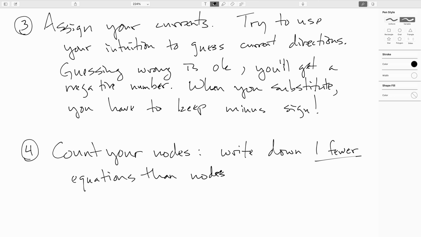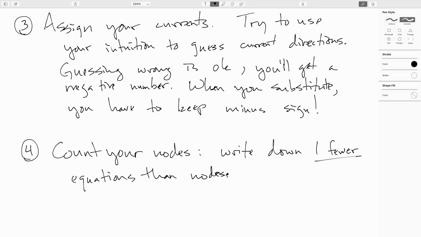Now, the reason for this is, let's say you're analyzing a circuit and you count that you have 17 nodes. You might be tempted to write down 17 node equations, but you shouldn't. You should only write 16 node equations in that case. And the reason is that the 17th equation, it doesn't matter which one, any of the 17 possible node equations you can have turn out to be what you have if you add up the other 16.